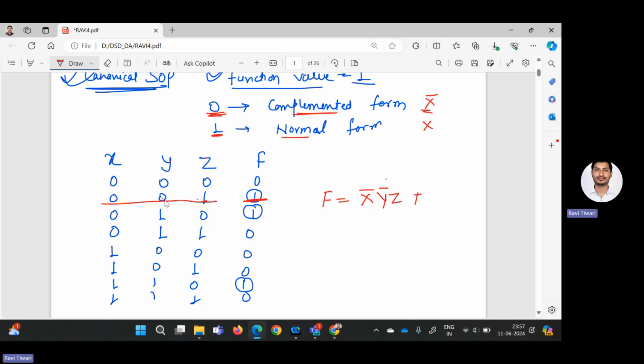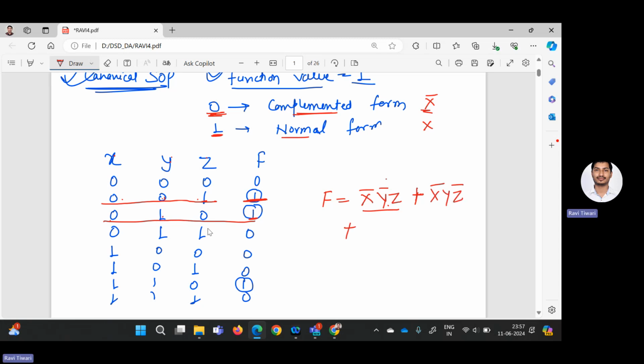1 means a normal form, 0 means a complemented form. That's why y bar, 0 is the complemented form, so x bar. Now again, the function is 1 for this condition, and that will be clubbed with the OR operation. That's why it is called a SOP. This is the product, and we are taking the sum between it. So now this is x bar, y, z bar.